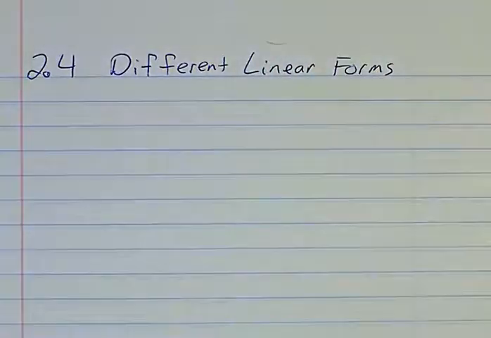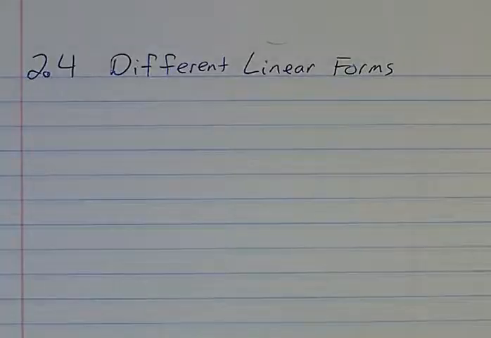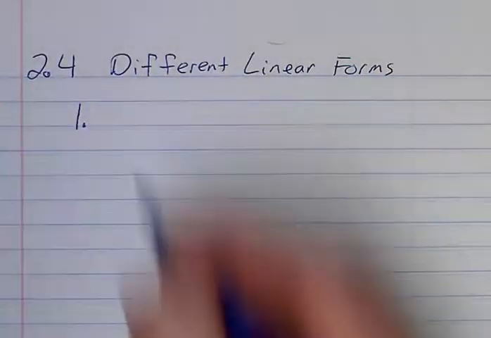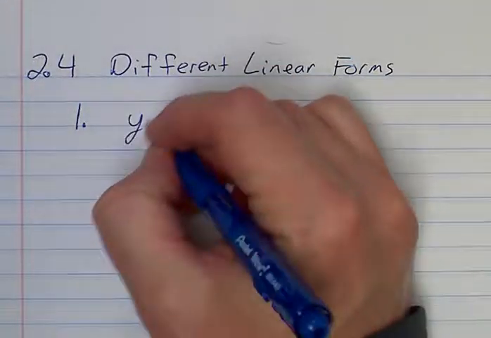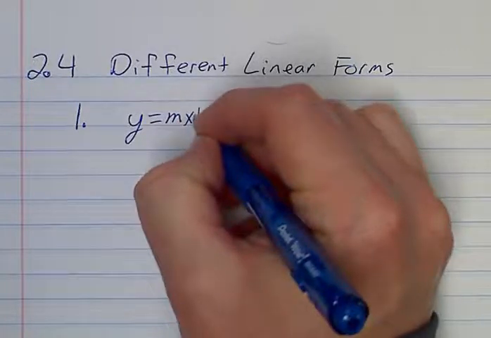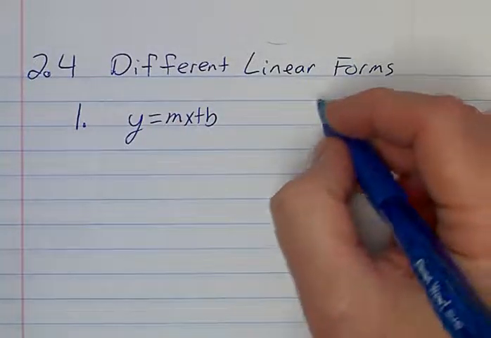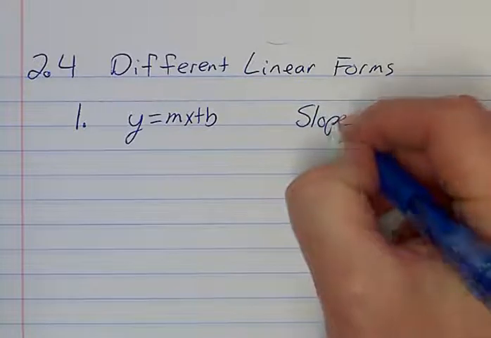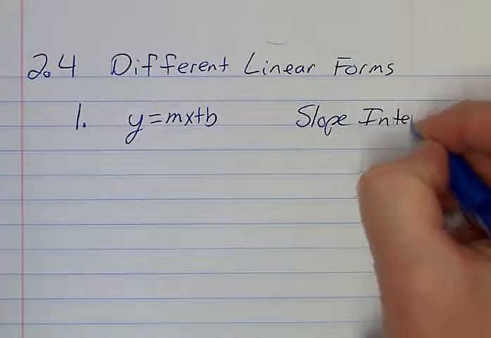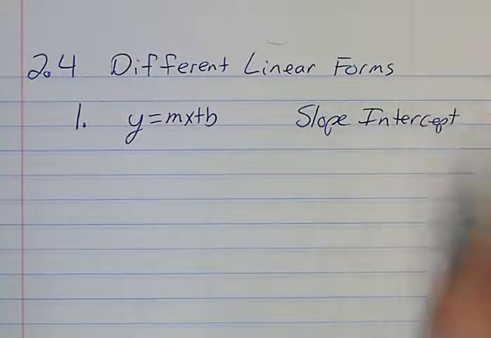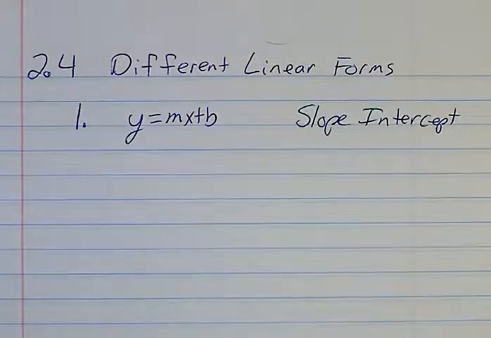Alright, and with 2.4, it's different linear forms. Now, the good thing is with this one, we're going to go back and review the one form we had yesterday. So there's three main forms we're looking at. The first one is the y equals mx plus b form. And we did this one yesterday in 2.3. We talked about it just a little bit. That's your slope-intercept form. That's the one you're going to use to graph with the m and the b and work through and do everything.